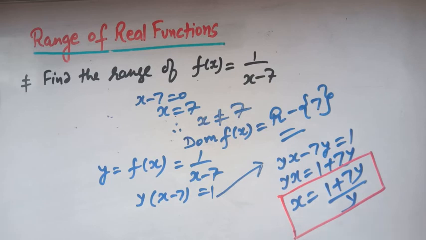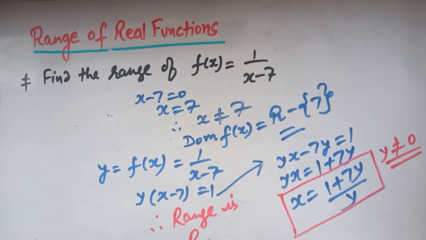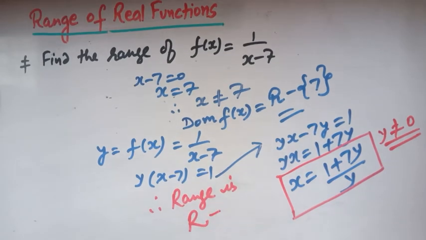Clear? And from this relation, we see that x is not defined when y is equal to 0. So here y should not be equal to 0. So therefore our range is the set of all real numbers excluding 0. So we'll exclude 0, and the range is R minus {0}. Clear?